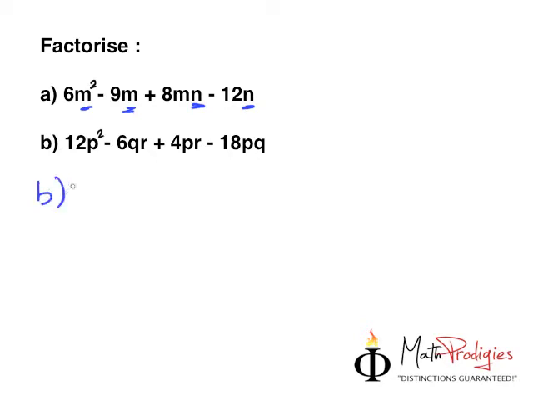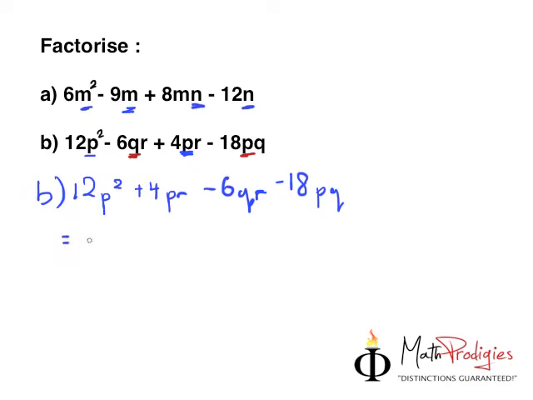Put the terms together, step by step. There's p here, and the other p is here and here. But which one do you choose? You choose this one. Why? Because we need to put a q together, and the q is here, and the other q is here. Do it step by step, line by line, and the answer will be yours. So 12p² + 4pr - 6qr - 18pq. That's the first step, to rearrange them.